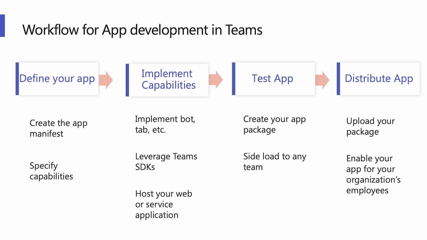Here's an overview of what a typical workflow is like for developing an app inside of Teams. So the first step you do is you define your app within App Studio. You start by creating an app manifest, which is basically a simple JSON file that you use to describe the various capabilities that will exist within your app. A capability is just an extensibility endpoint, like a tab or a bot or, say, a messaging extension.